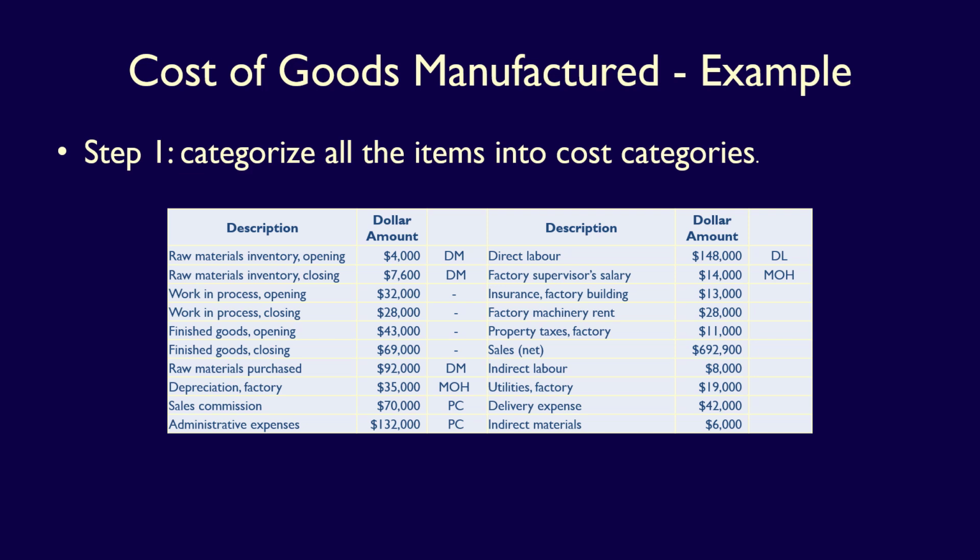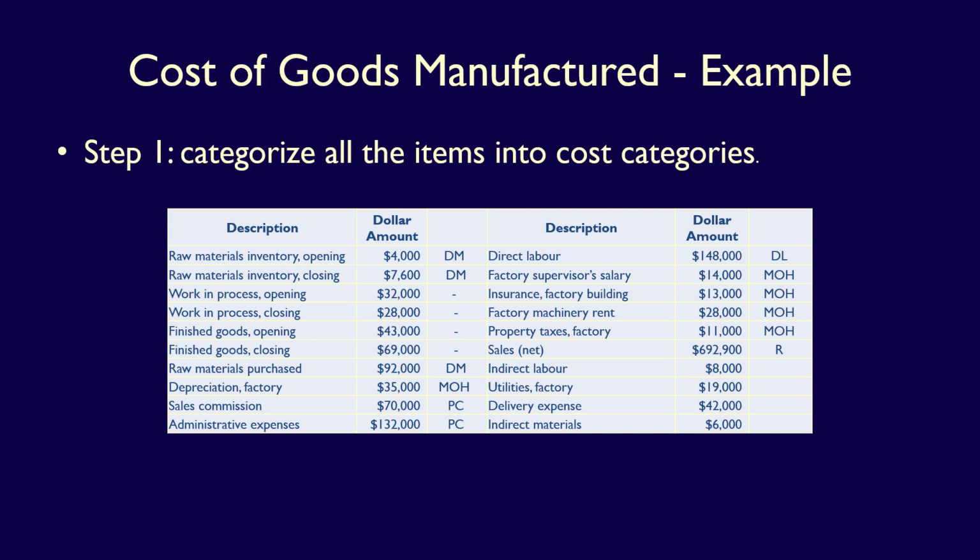Factory supervisor's salary is an indirect cost which can't be traced directly to the product. It is therefore part of manufacturing overhead, MOH. Insurance factory building is the same, an indirect cost which is part of manufacturing overhead, MOH. Factory machinery rent is also an indirect product cost because we can't trace it directly to the product, but it is part of production, so it's a manufacturing overhead cost, MOH. Property taxes factory is the same, indirect manufacturing overhead, MOH.